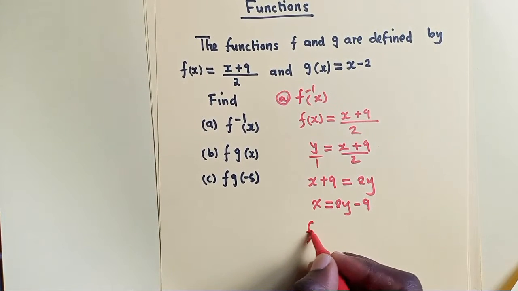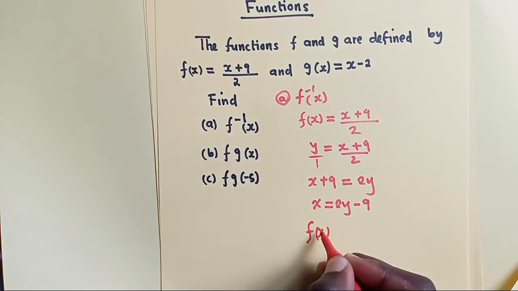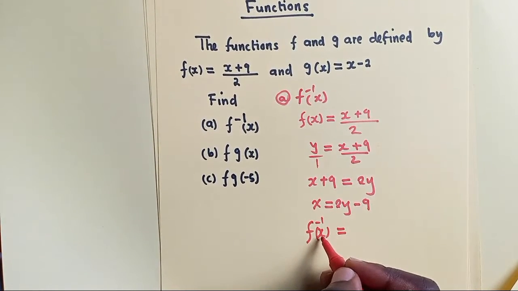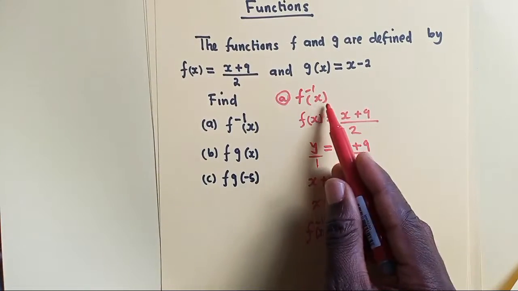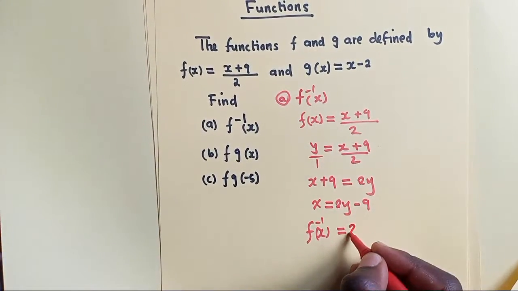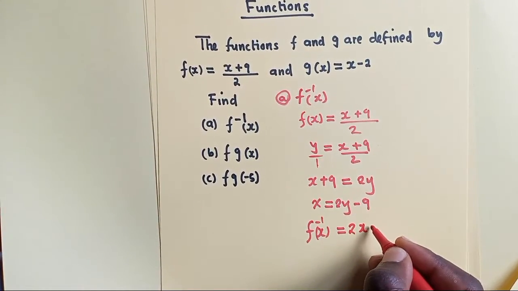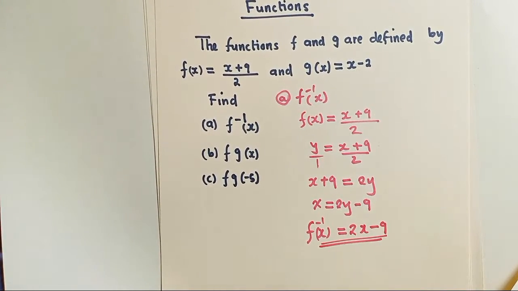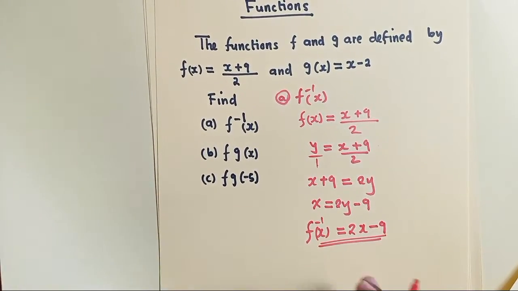So just say f inverse of x is equal to, where there is x here, we'll put f of x inverse. We'll put what we've been asked to find. And where there is y here, we'll just put x. And like that, this is our answer. Okay? So we go to the next one.